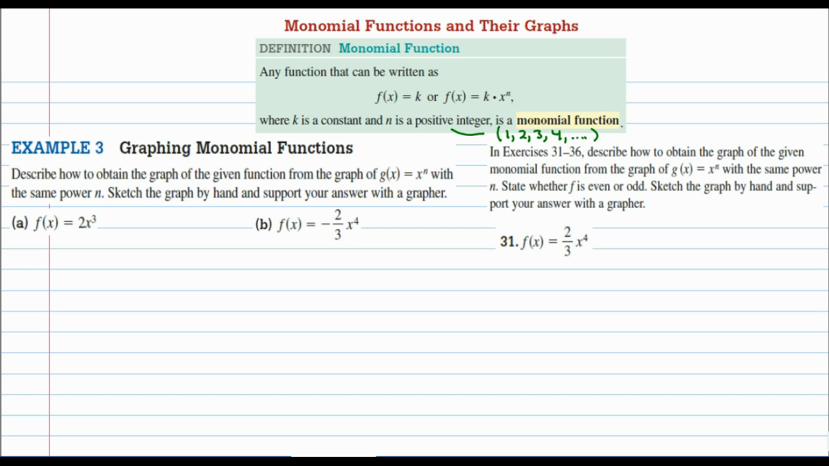Describe how to obtain the graph of the given function from the graph of g of x equals x to the n with the same power n. Sketch the graph by hand and support your answer with the grapher. Okay, so in part A, f of x equals 2x cubed, which means g of x would have been x to the n, so just x cubed. Which means the transformation that took place here was a vertical stretch by 2. So I'm going to sketch that by hand.